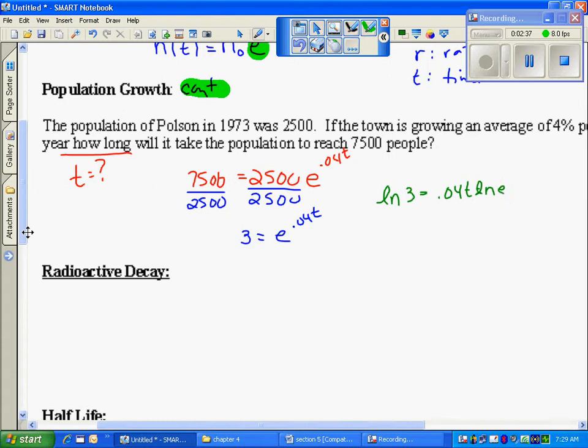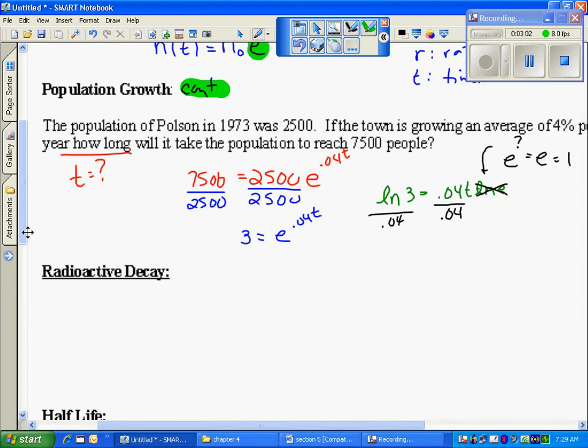Using it on a natural log brings the exponent down, and I'm left with natural log of e. Natural log of e, if you recall, is equal to 1. In other words, when I see natural log or common log, I'm asking myself, what is the exponent on the base? In this case, it's e. What is the exponent on e such that I get e? That's equal to 1. So that just basically goes away. Divide by 0.04. And now it becomes a calculator problem.